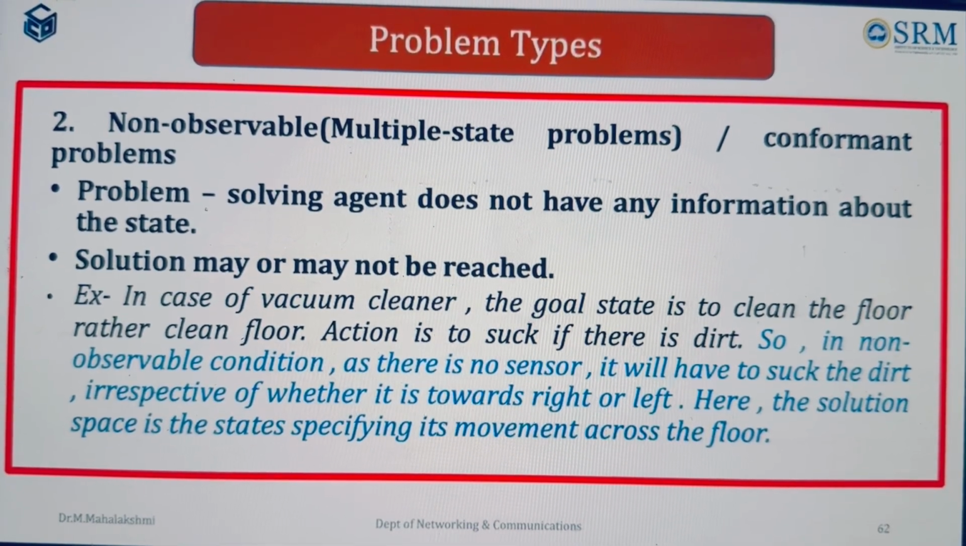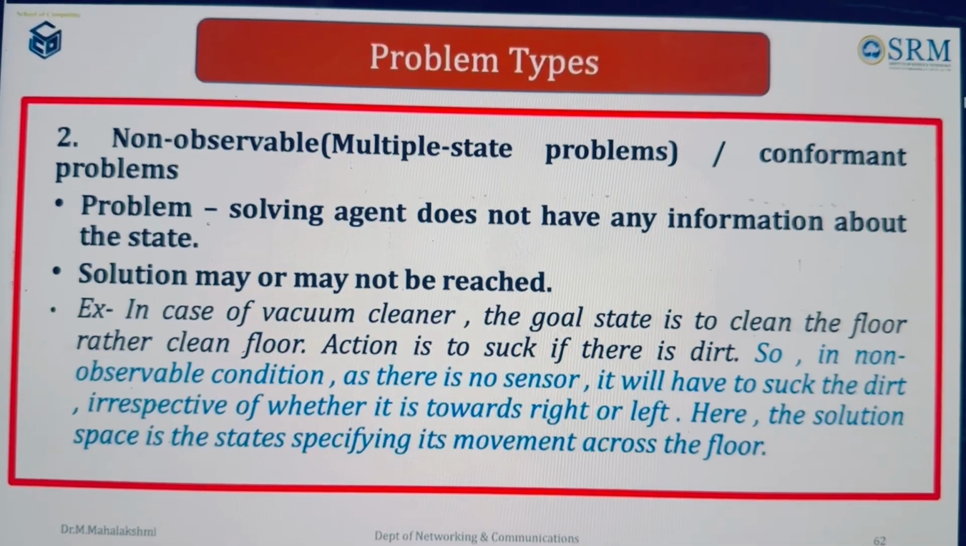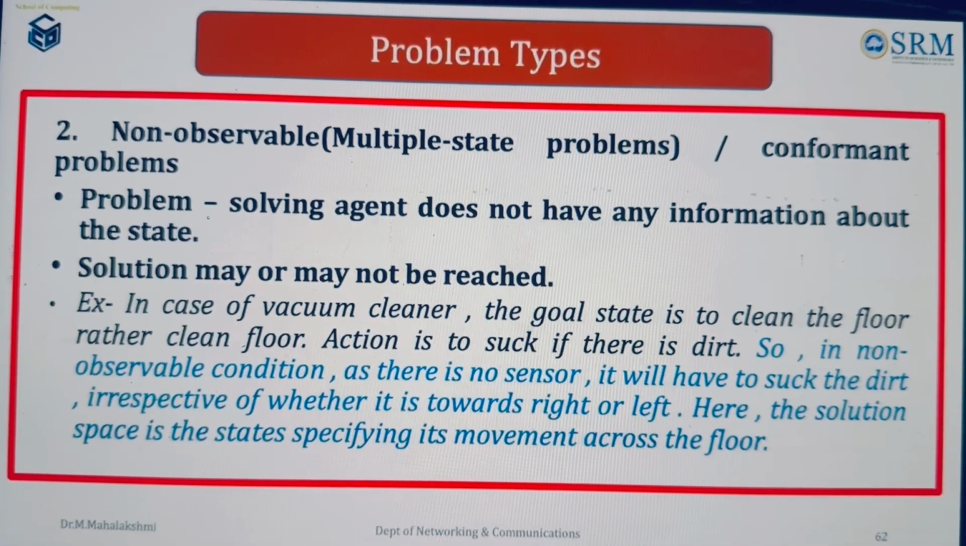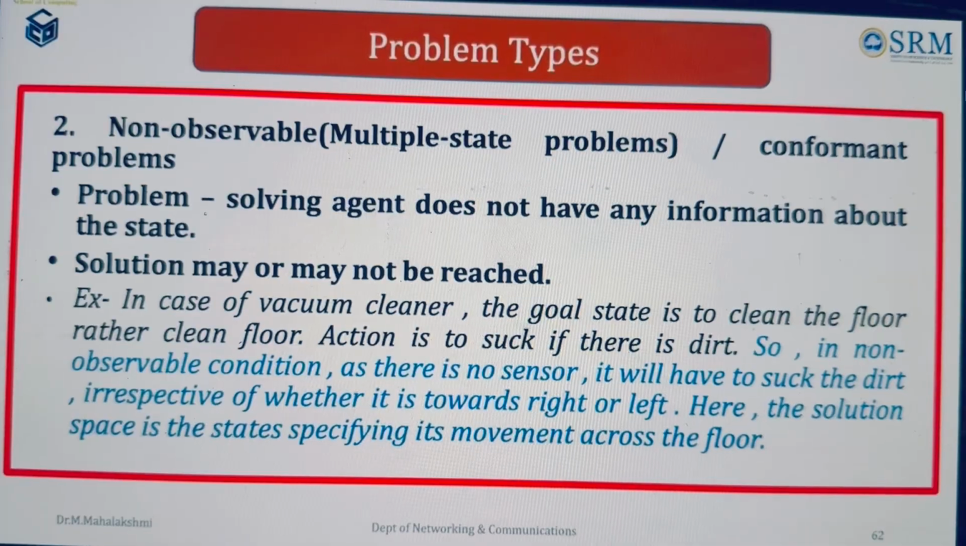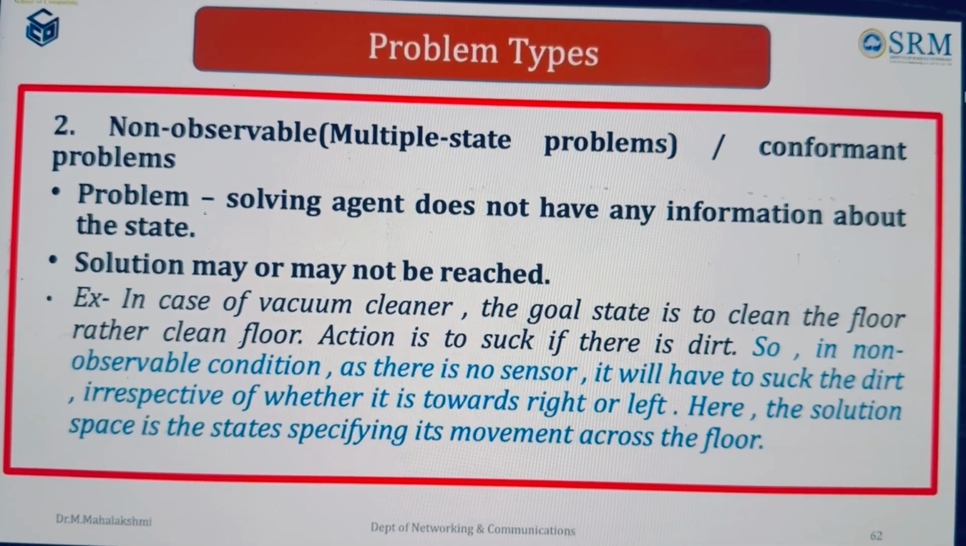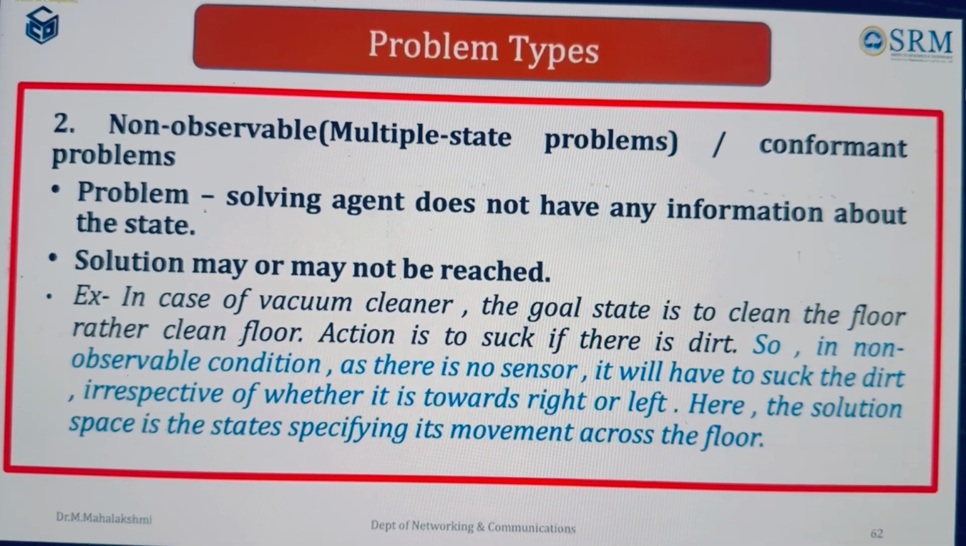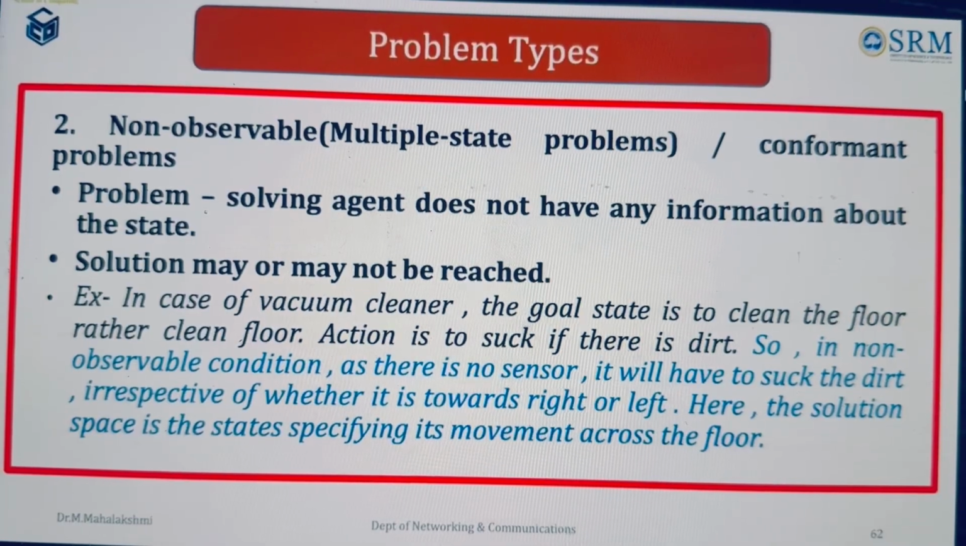It will move around every place, and once it hits a wall or a desk, it will come to know that there is an object. Then it will take a diversion. That is known as non-observable. Beforehand, you will not be knowing.